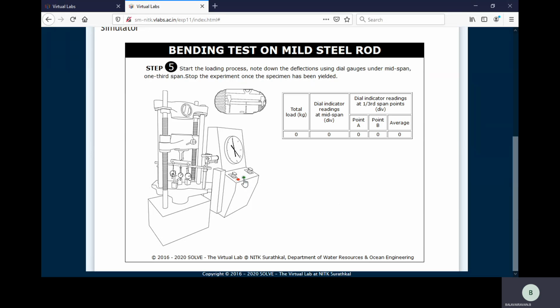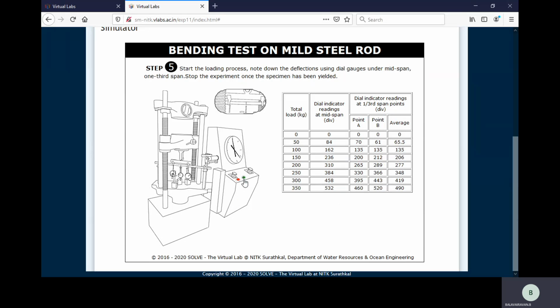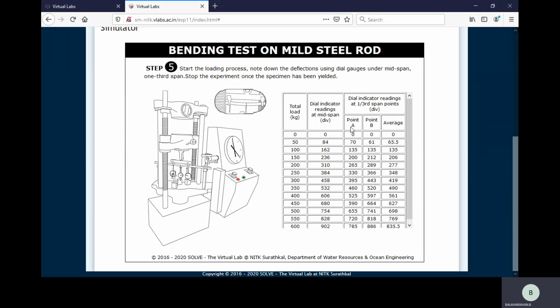I switch on the machine. The load is gradually given. The load is in kg. This is the dial reading at the midspan. This is the one third of the specimen. At one third of the specimen we take the average value. We take one third of the specimen at two points.